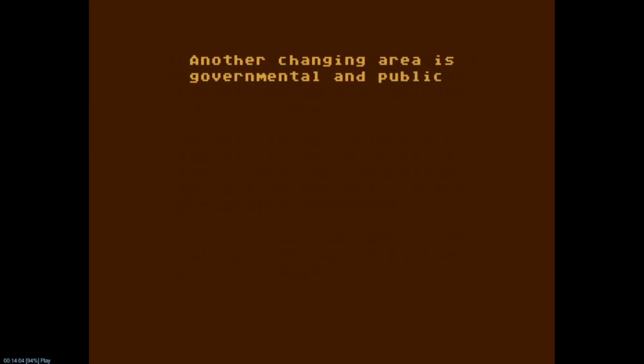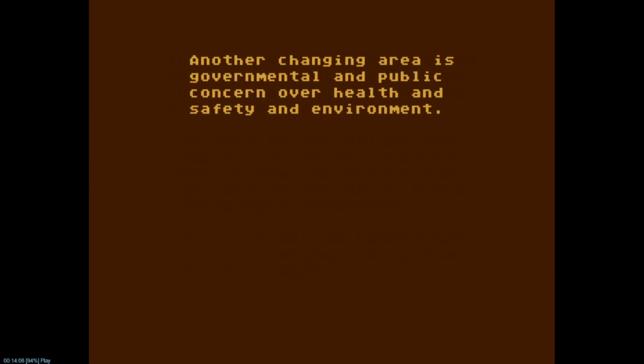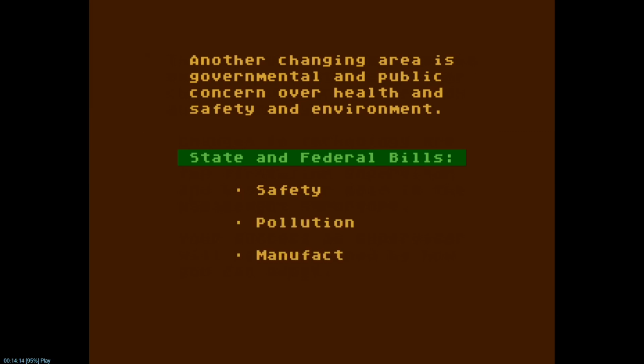Another changing area is governmental and public concern over the health and safety of the environment. You're no doubt aware of many of the bills passed in both state and federal legislatures regarding safety, pollution, and manufacturers' responsibility.